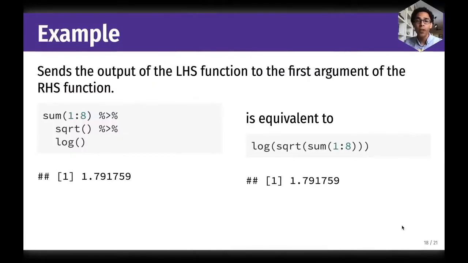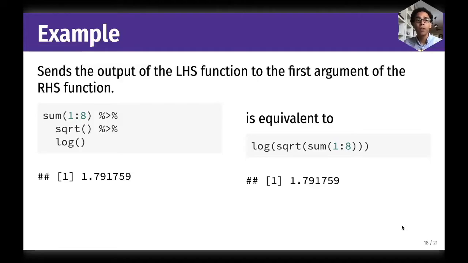To show you a quick example of how easy it is to use the pipe operator, let's take a look at the code on the right-hand side of this slide, which says that we want to create a vector that goes from 1 to 8. We want to sum every single entry. Then we want to take the square root of that. And finally, we want to take the logarithm of it.